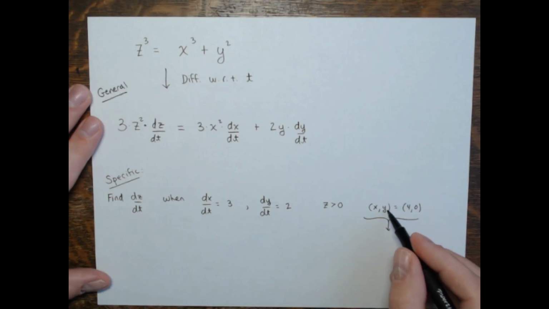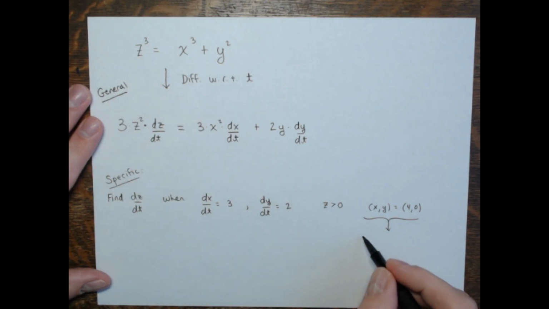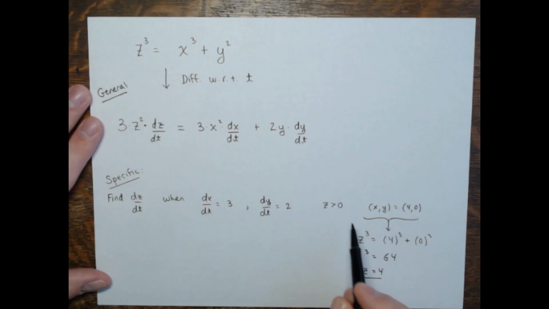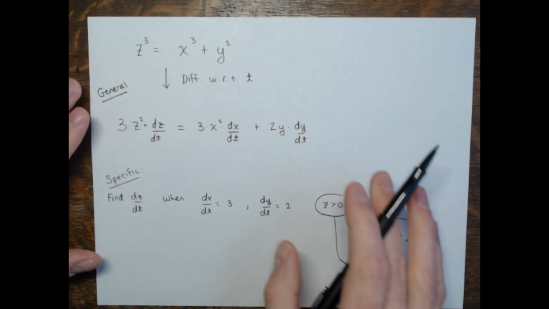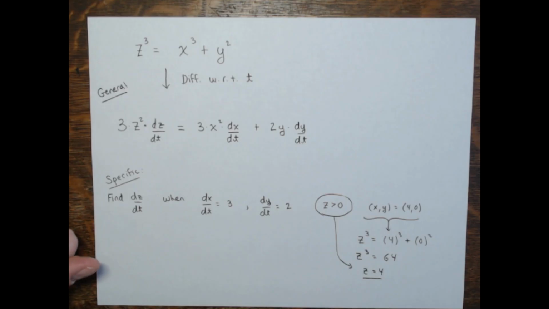Well, if x is 4 and y is 0, and this up here is how x, y, and z are related, we can find z. So z cubed should be 4 cubed plus 0 squared. So z cubed should be 4 cubed plus 0, 64, meaning z should be positive 4. And that's the only possible value, and that is positive, so that's good. All right, so now I have 5 values out of the 6. Let's go find the 6th one now.